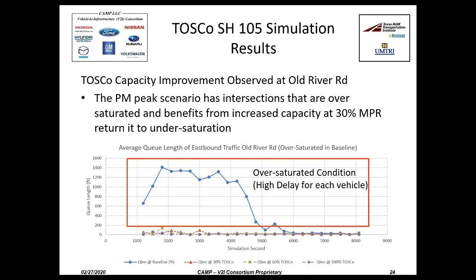You can see that the other three market penetration rates, the 30%, 60%, and 100%, remain at near zero queues. And so this indicates to us that adding TOSCo to the vehicle stream in an overcapacity scenario can help increase your capacity such that there is no longer a repeated queue at that intersection.